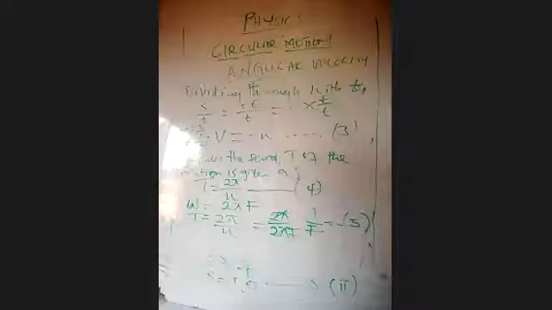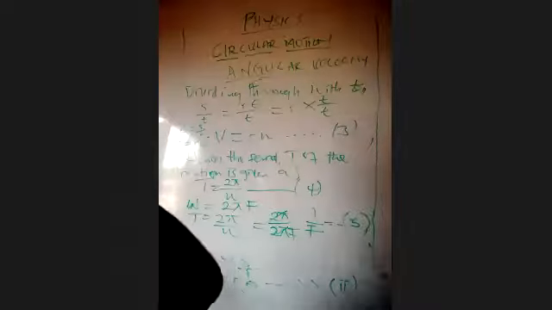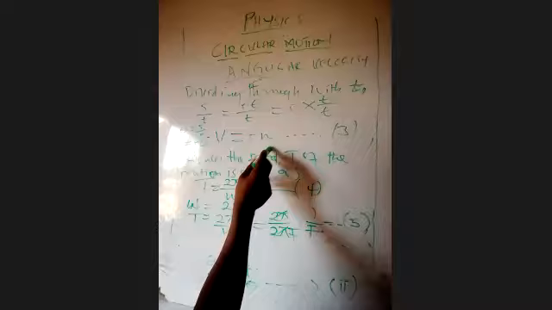So our V is equal to RW. And we see the location of the V in the diagram. We see it is the change of the body, and that is radius times W. That was how we got V is equal to RW, which is equation 3.